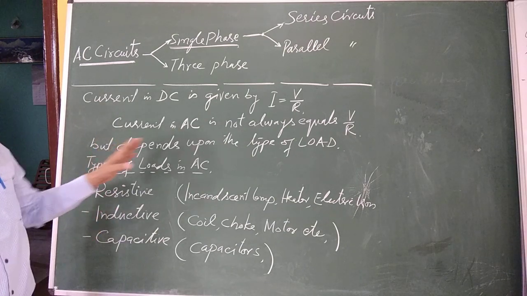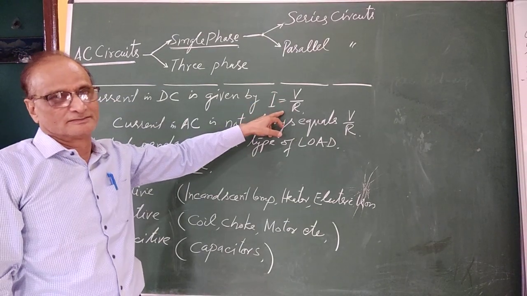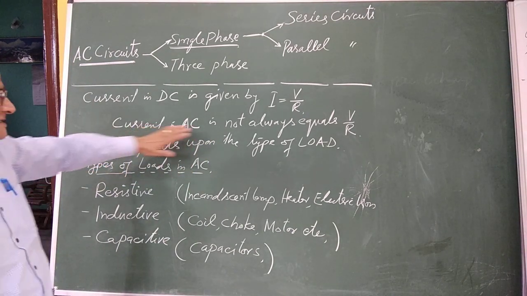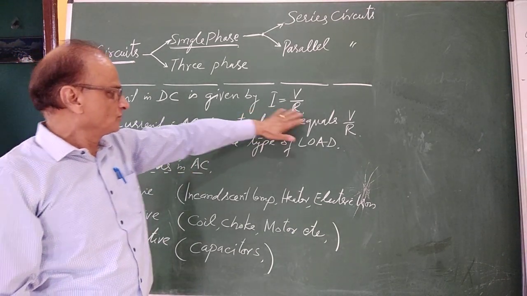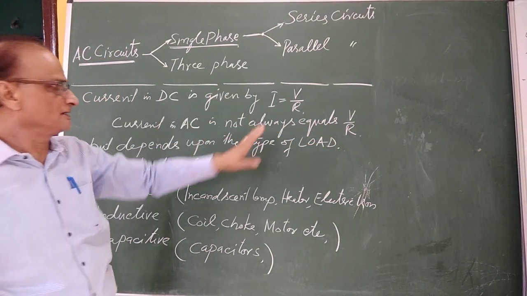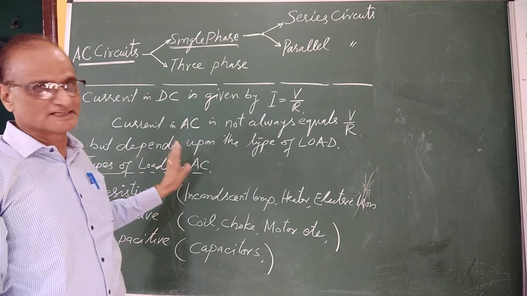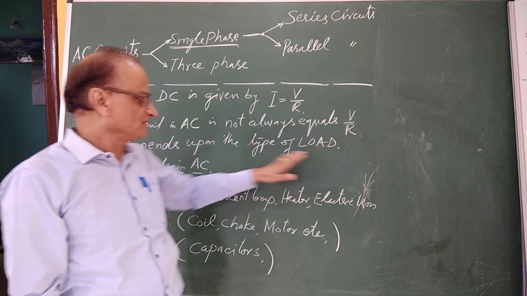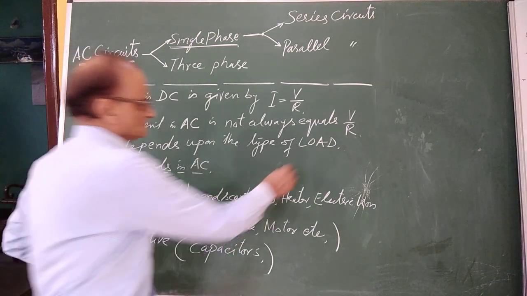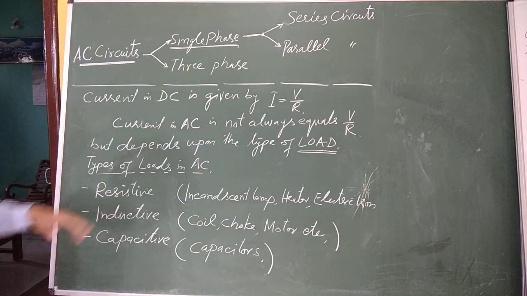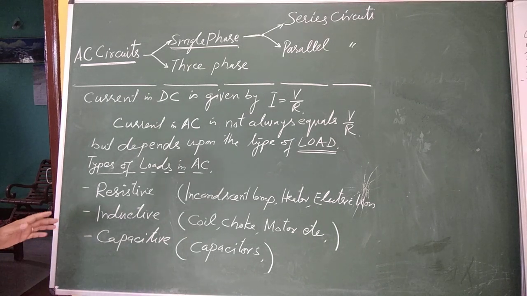Current in DC is given by I is equal to V by R, whereas current in AC is not always equal to V by R. In DC there is only one formula for current, V by R. But in AC, current is not always equal to V by R. It depends on the type of load. So first we will discuss what are the different types of loads available.